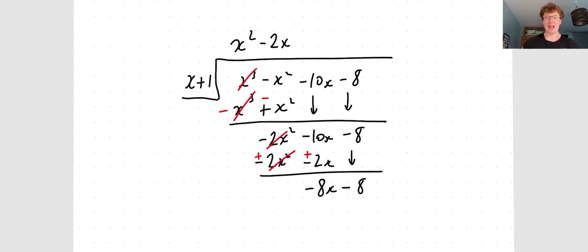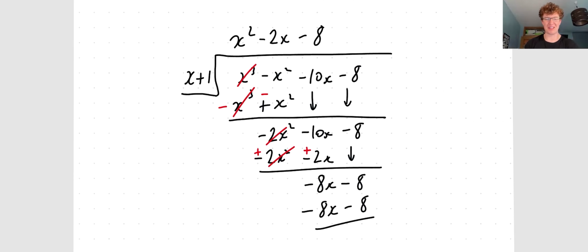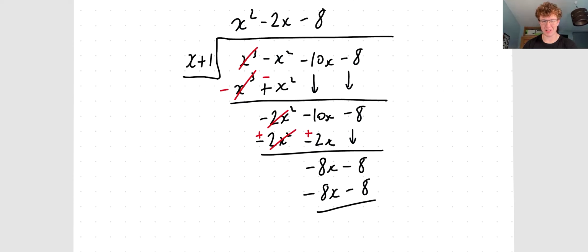Minus 8x divided by x is minus 8. And then we're going to multiply the minus 8 by the x and the 1. So we're going to have a minus 8x. And then minus 8 times 1 is minus 8. And this is now how you know you're right. Because when you draw the line and flip the sign, you're going to have a plus here and a plus here. And these are both going to cancel. So we're going to be left with the 0 down here. And that's how you know there's no remainder. So you've probably done it right if you got this.